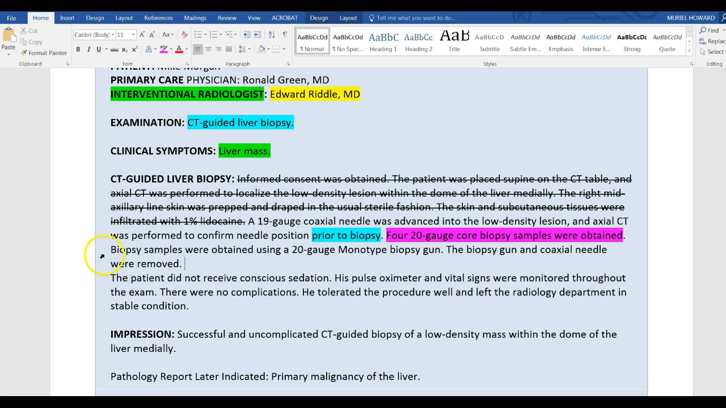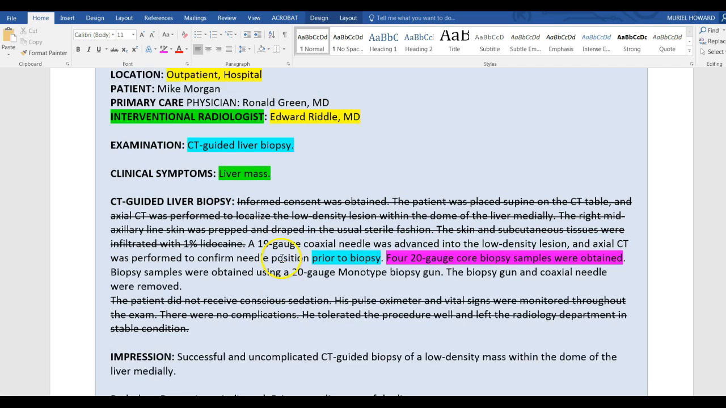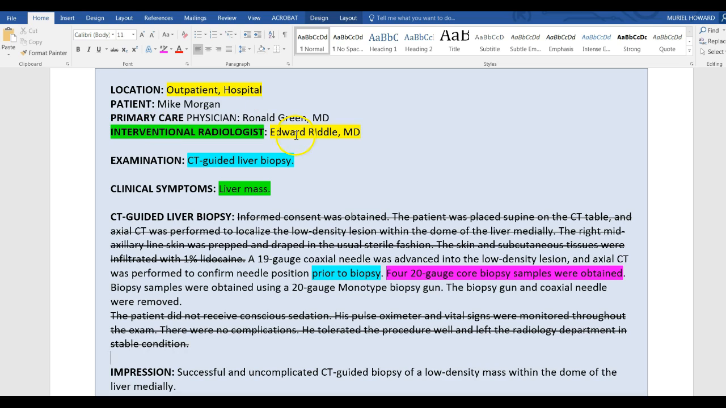Okay, so biopsy samples were obtained with a biopsy gun, and then the needle was removed. It's also saying that the patient did not receive conscious sedation and all these other things to let us know that he was stable. So that's invalid, and we can cross that out. So pretty much we're just about done abstracting the important portions of our case: where the patient was located, who the provider is, and what the short description of the procedure is. Okay, so it's a biopsy.